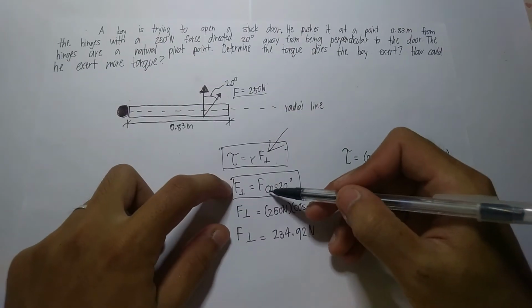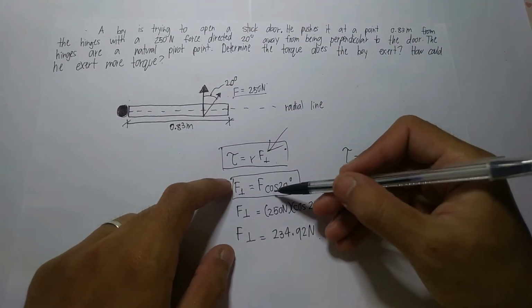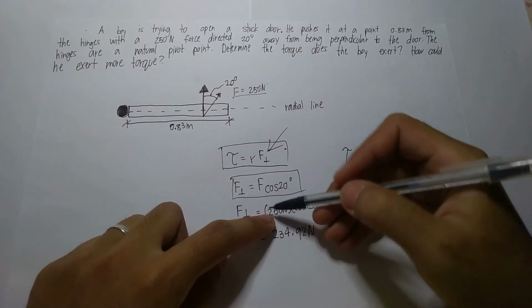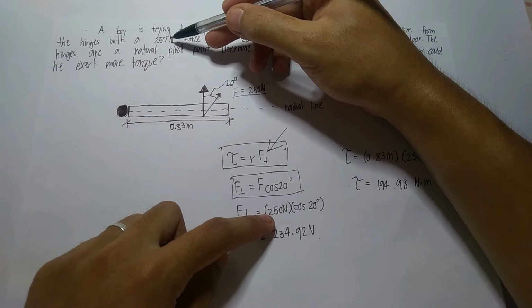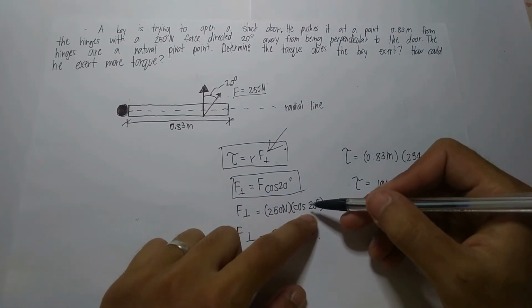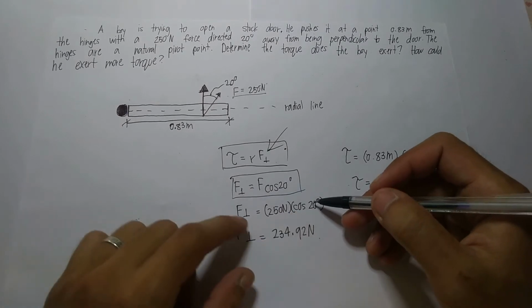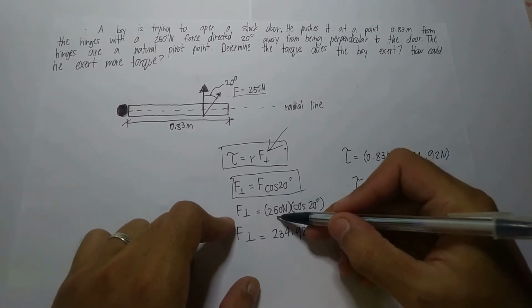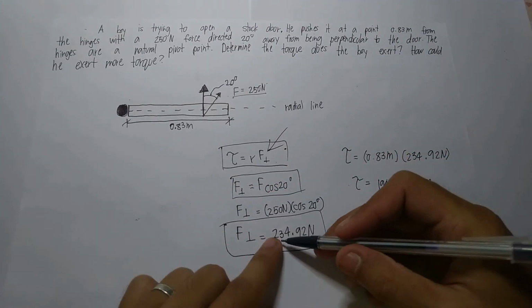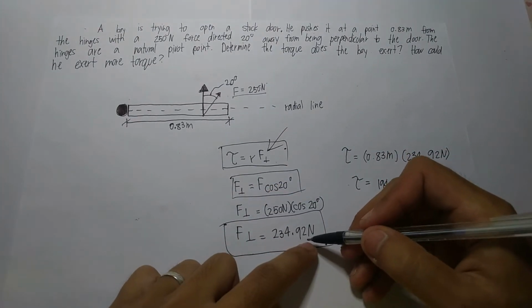That is why we will do this. So, by substituting the values, we know that the force stated in the problem equates to 250 Newton. And the angle is 20 degrees, cosine because it deals with a certain axis. And by calculating, we will arrive at a perpendicular force of 234.92 Newton.